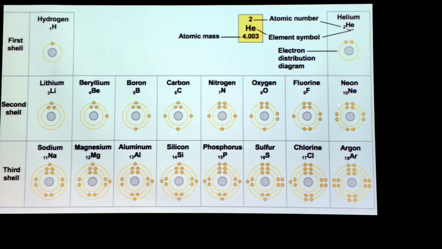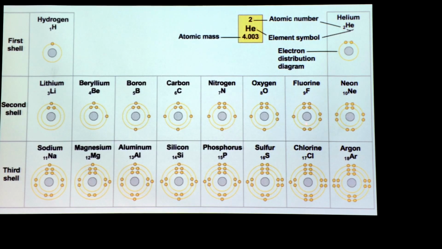However, neon is non-reactive. It is inert. It is an inert gas, a noble gas. It cannot react with any other atom. It's very happy, and so is argon. However, all of these other atoms are reactive because they don't have a full amount of electrons in their outermost shell.